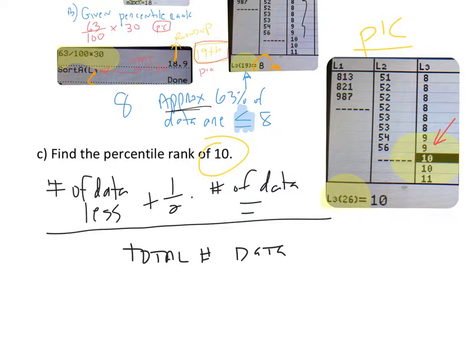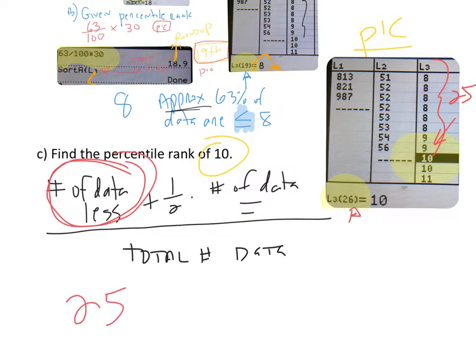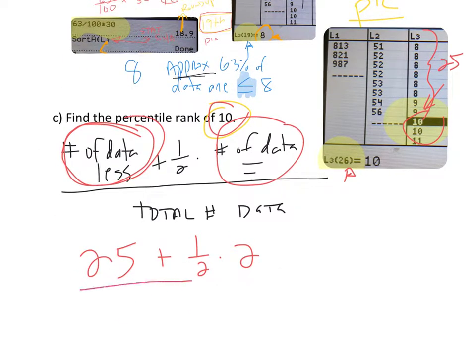Here there are 2 10s in the list, so here we're going to highlight the first 10 because of the number of data less. Well, the first 10 is in the 26th spot, so that means there have to be 25 data values before that 10. So the number of data less is 25, plus 1/2 times the number of data equal, so the number of 10s. Here there are 2 10s. And then we're going to divide that by our n value, the total number of data, which in this case they told you there were 30 ball clubs. So here our total number of data is 30.